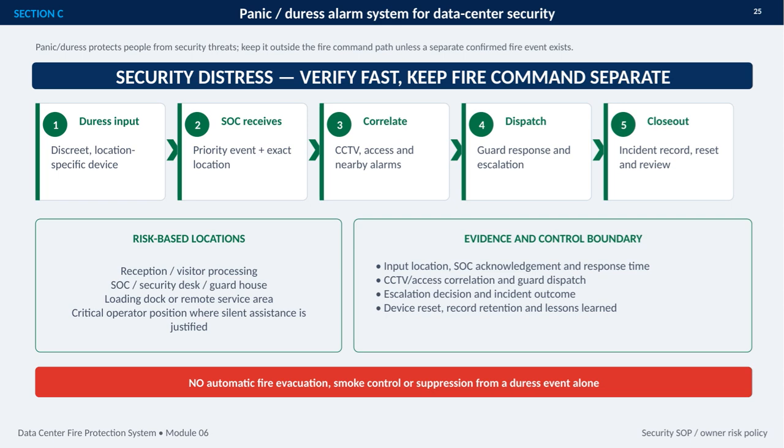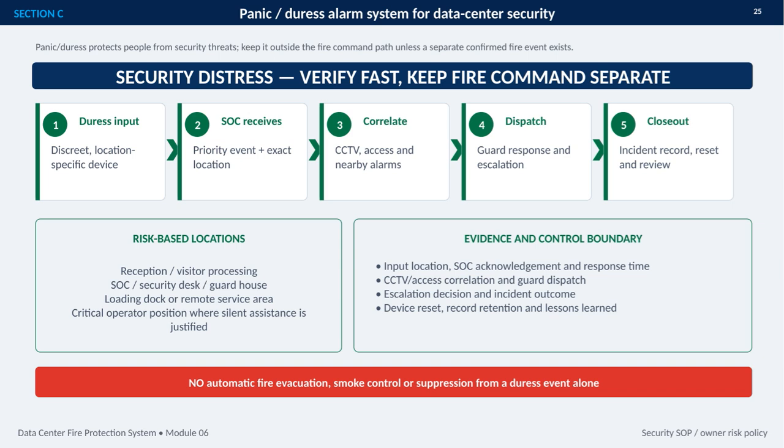The Security Operations Center receives it as a priority event, including the exact location. Operators then correlate the signal with CCTV, access activity, and nearby alarms before dispatching guards and escalating as needed. The final step is closeout, including the incident record, device reset, and a review of lessons learned.